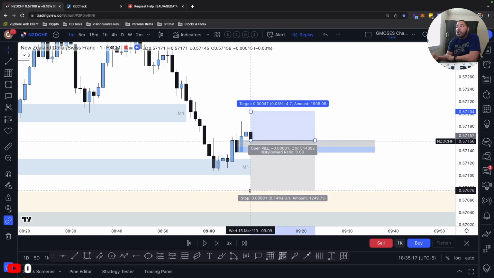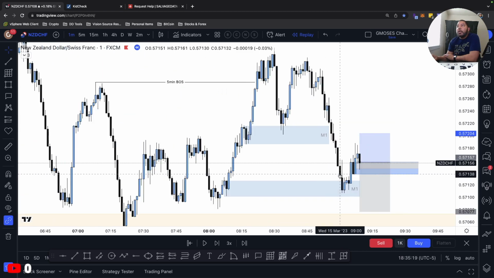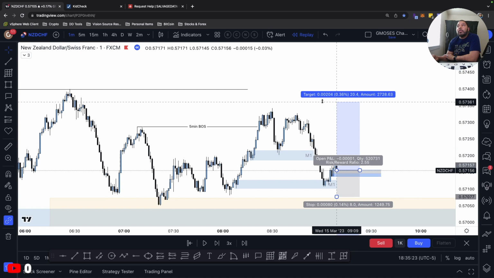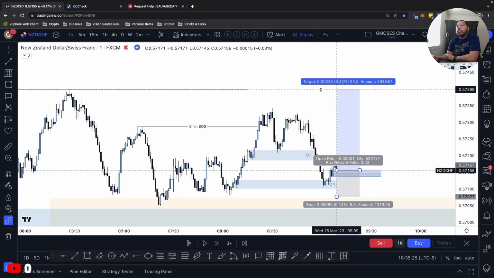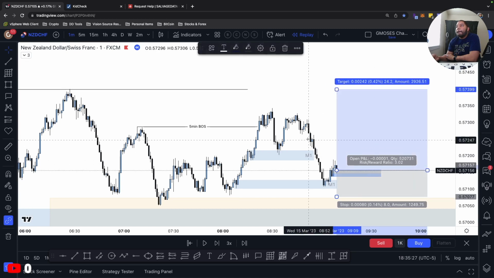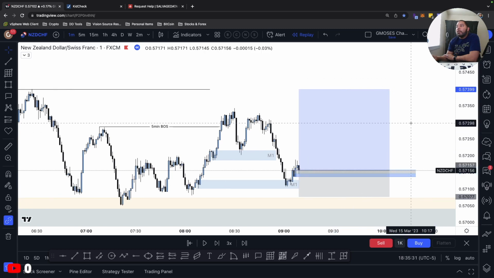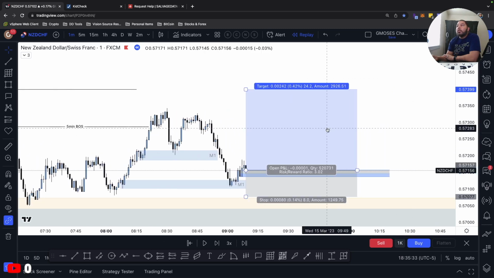I didn't catch the move that I wanted, but 8 pips here, and I'm riding it all the way up to the top right here, taking out the week high. That's what I want right there. This is the 1 to 3.